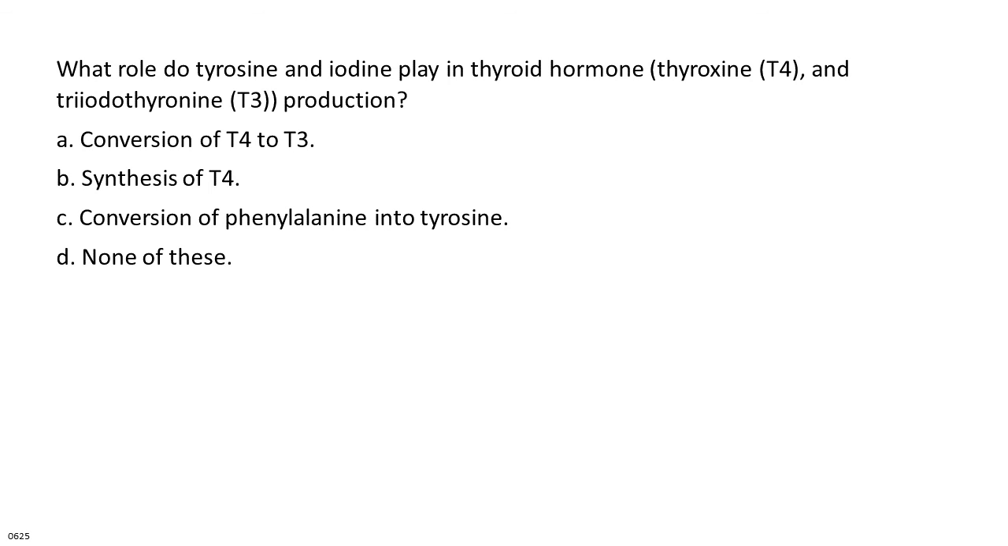What role do tyrosine and iodine play in thyroid hormone, thyroxine, T4, and triiodothyronine, T3, production? A. Conversion of T4 to T3. B. Synthesis of T4. C. Conversion of phenylalanine into tyrosine. D. None of these.